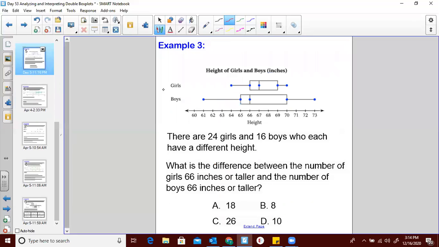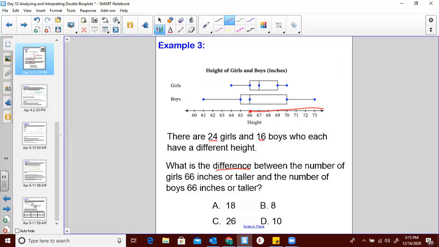All right, example 3, height of girls and boys in inches. There are 24 girls and 16 boys who each have a different height. So now there are a different number of girls and a different number of boys. All right, interesting. What's the difference? The difference between the number of girls 66 inches or taller and the number of boys 66 inches or taller. First of all, I'm going to put my line here at 66. Remember, I'm going taller, so that's the direction we're looking.